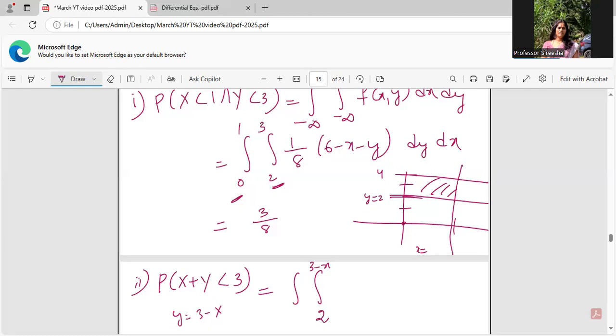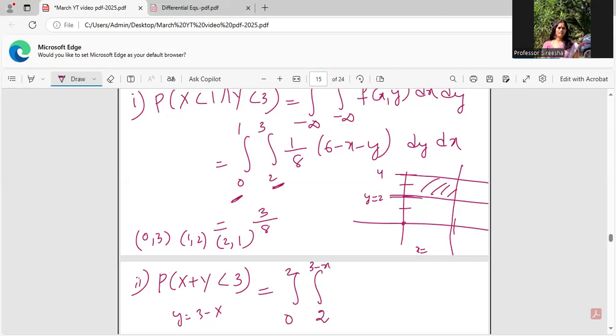3 minus x, and x limits are from 0 to 2, actually 0 to 2, yeah, but then I'll be taking from 0 to 1 only. You can just see x plus y less than 3 means what? The sum of x and y should be less than 3. What are the options that I have? 0 and 3 is one option that I have. X can be 0, y can be 3. X can be 1, y can be 2. X can be 2 and y can be 1.